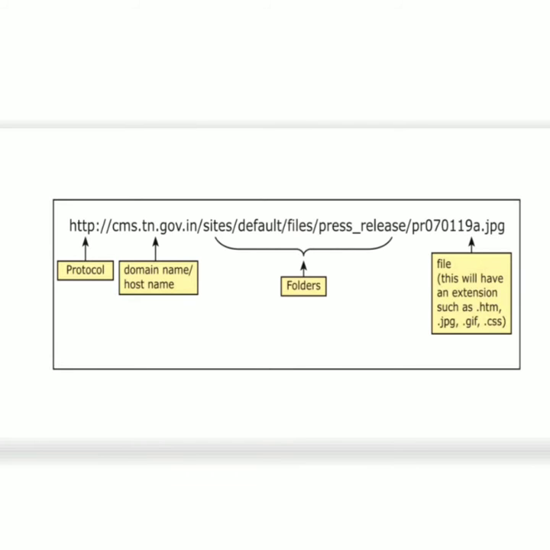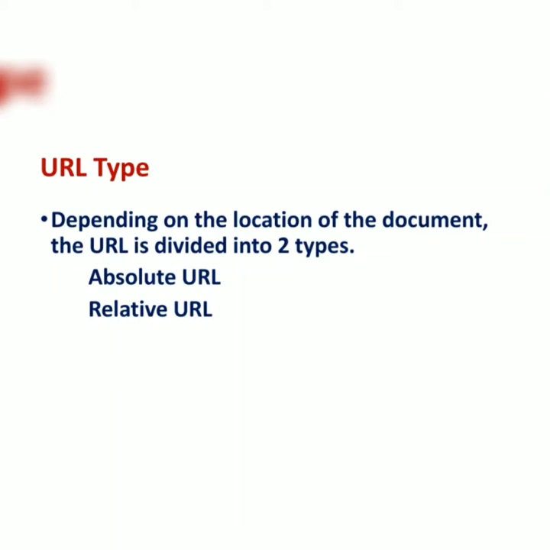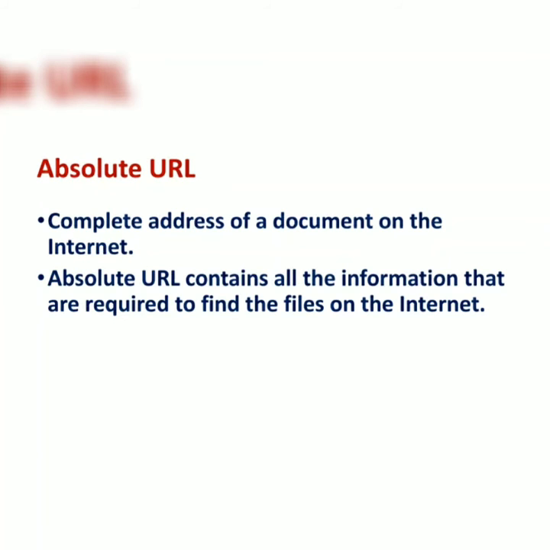Now we'll discuss the URL types. Depending on the location of a document, the URL is divided into 2 types. The first one is the absolute URL and the second one is the relative URL. First we'll discuss the absolute URL. An absolute URL contains the complete address of a document on the internet. It contains all the information that is required to find the files on the internet.